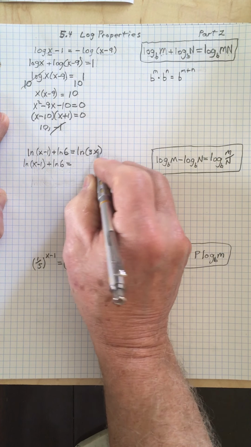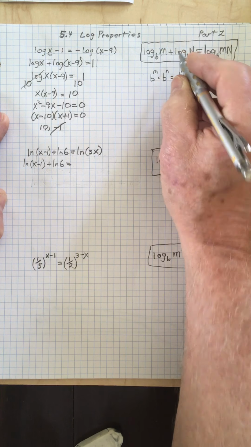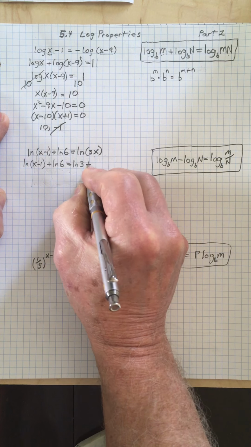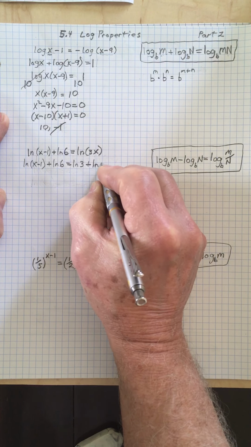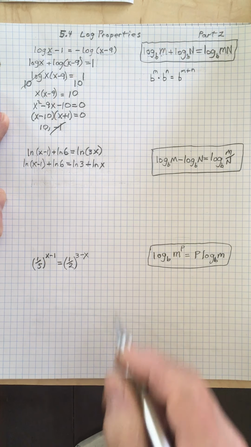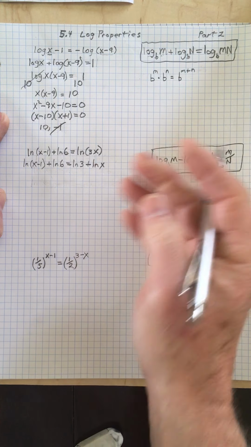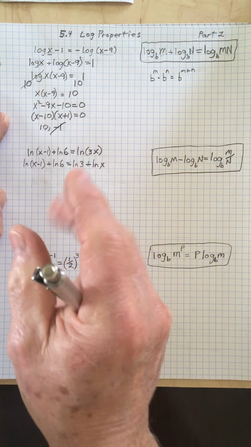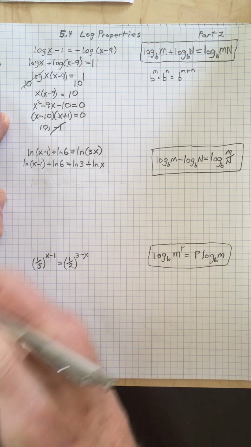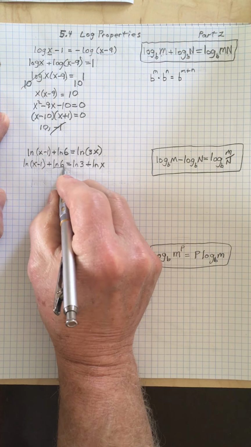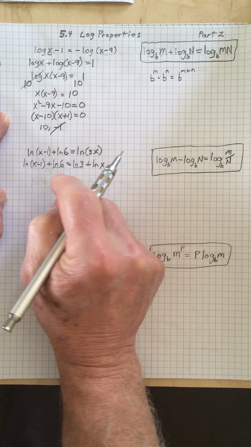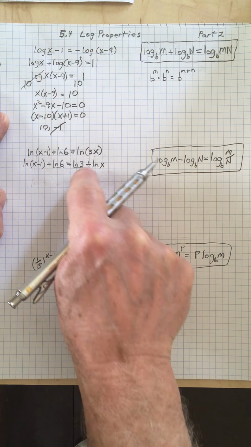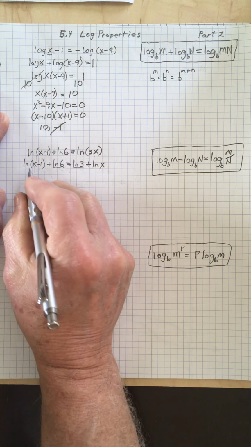And then a product can become a sum of two logs. So ln 3 plus ln x. Now what I would like to do is get all the logs over on one side and use one of these rules to combine them into one log, and get all the numbers over on the other side by themselves. Well, these are just numbers. Again, you hit 6, you hit your ln key, you're going to get a number. Same with 3.